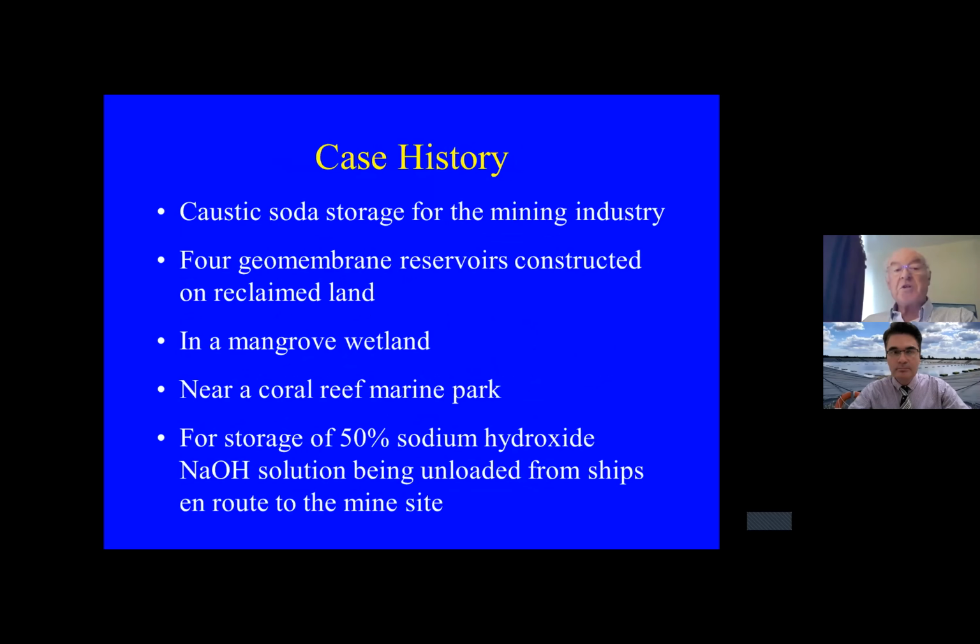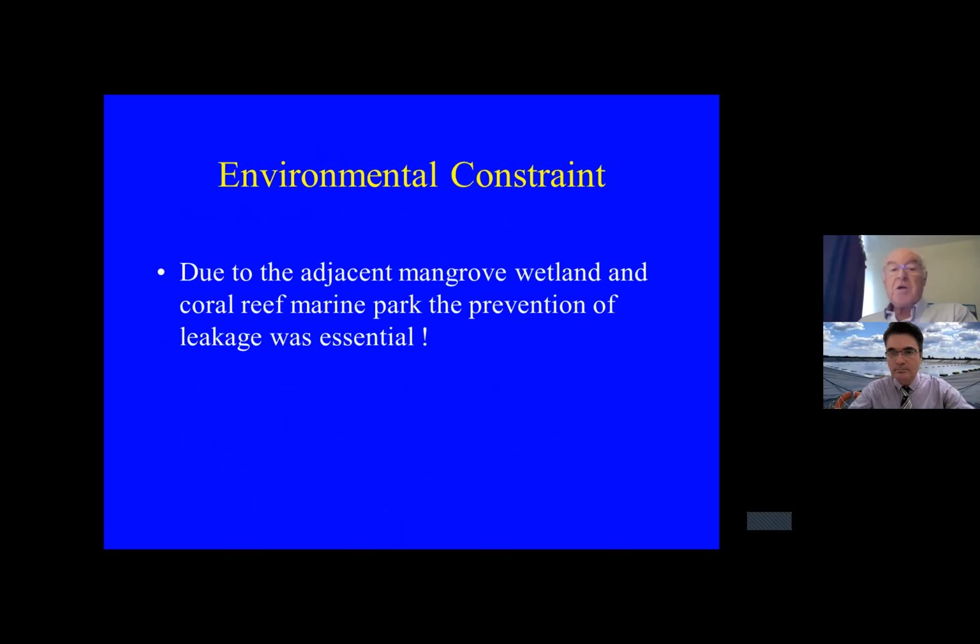This is a caustic soda storage facility for mining, where we constructed 4 geomembrane reservoirs on reclaimed land in a mangrove wetland, near a coral reef marine park in Queensland, for storage of 50% sodium hydroxide solution being unloaded from ships en route to the mine site. So due to the adjacent mangrove wetland and coral reef marine park, the prevention of leakage was essential.